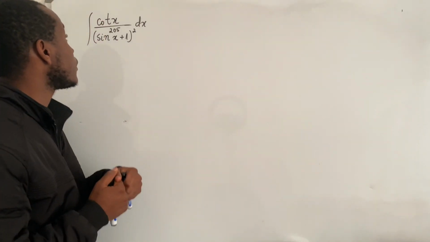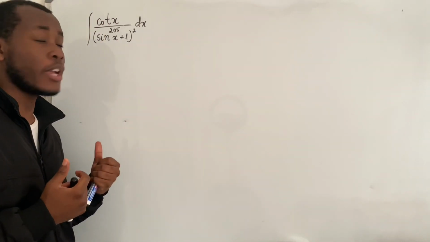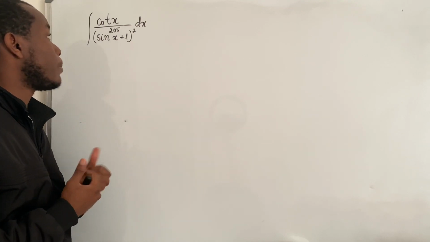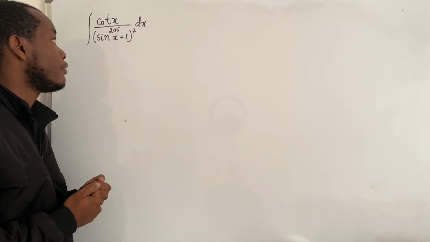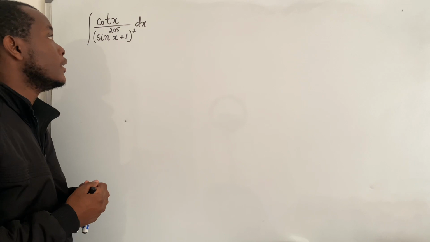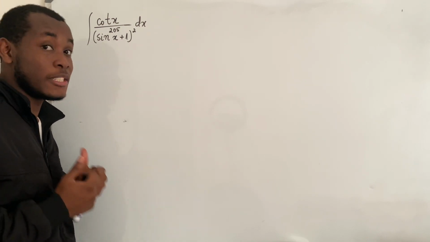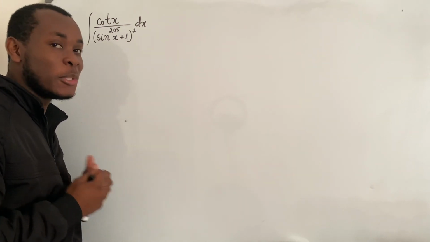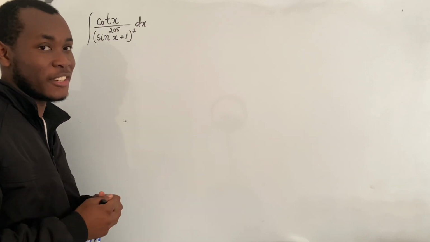So today we have this integral of cotangent of x over sine to the power 205 x plus 1 all to the power 2. That's a bit tricky, but if you're watching this video, that won't be difficult for you anymore. So let's hope together and have fun.